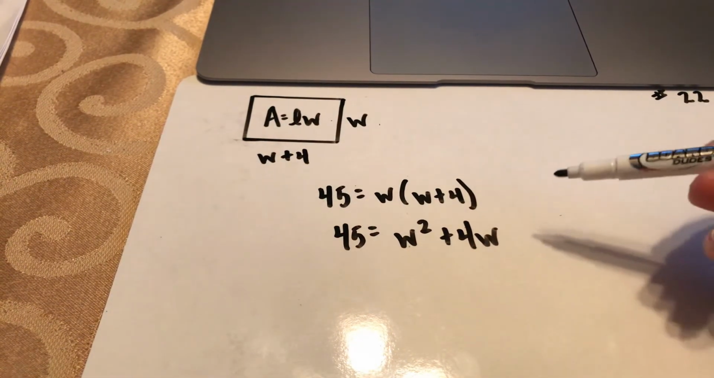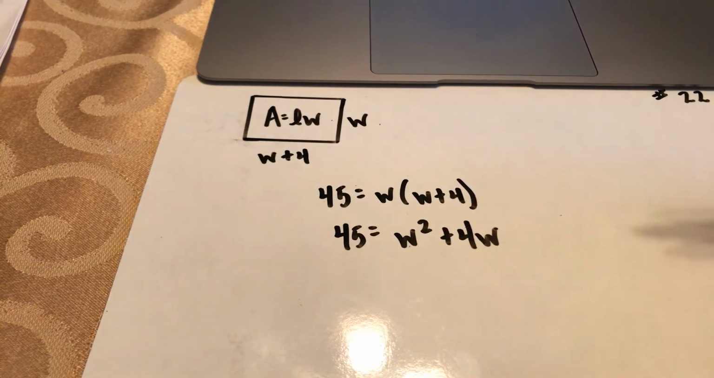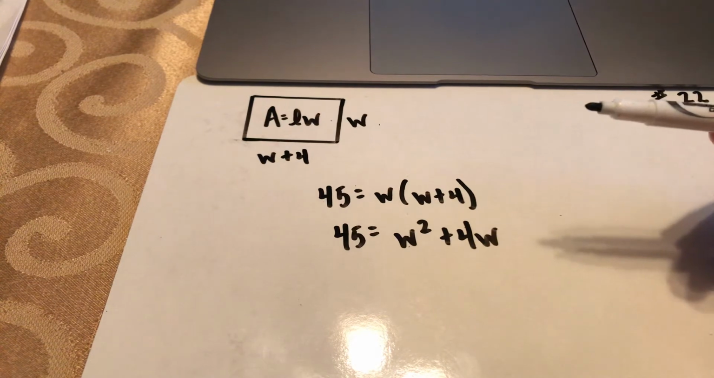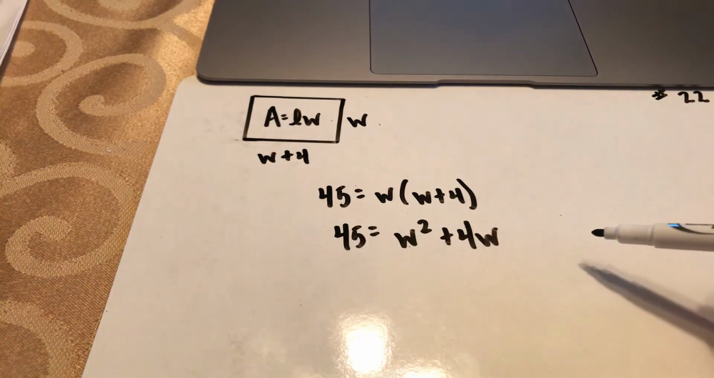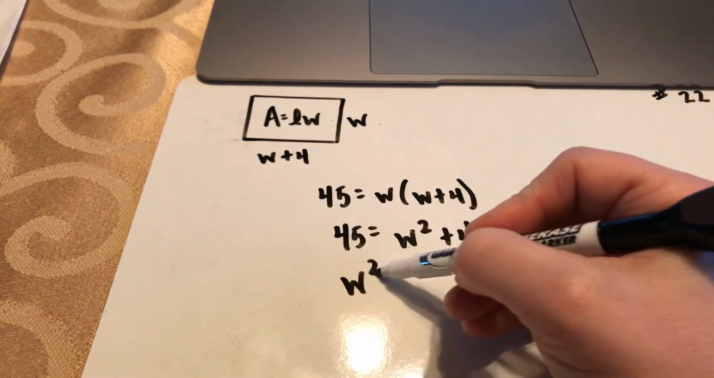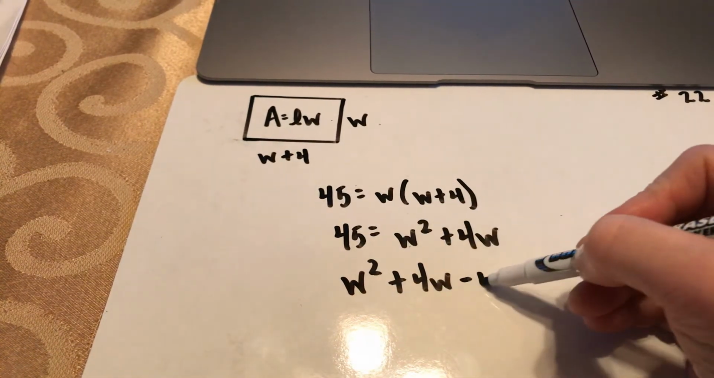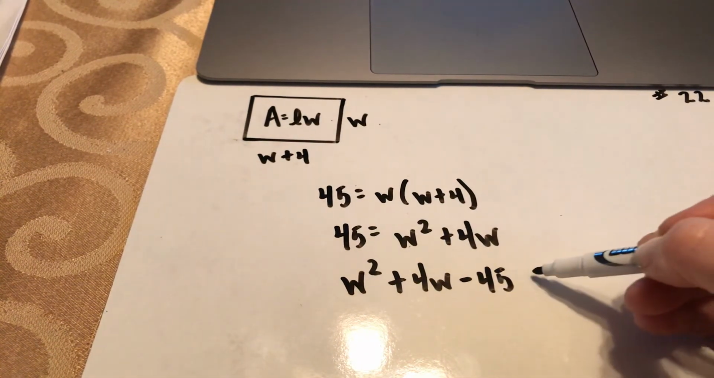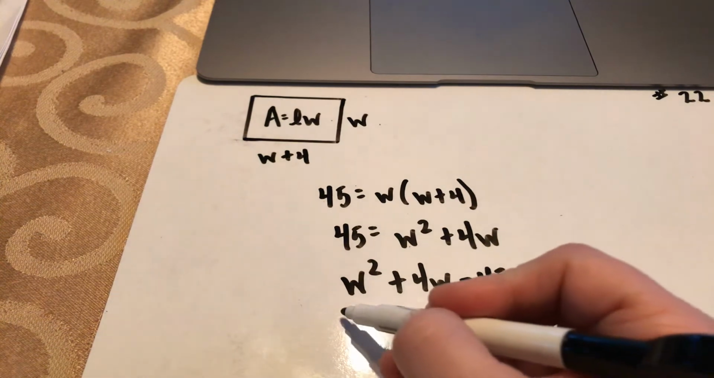All right, so we're trying to solve this and find the answer for W. So this is a question where we're going to have to factor. So if I want to factor, I first of all want to get the 45 over to the other side, so this entire equation equals 0. So I would have W squared plus 4W, minus the 45 over to the other side, and then this now equals 0. At this point, I should be able to factor it.